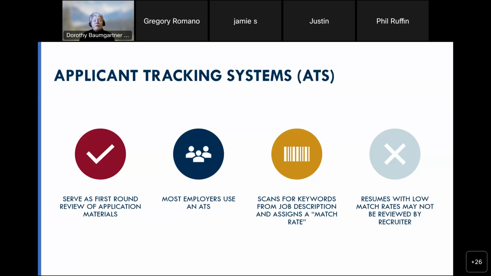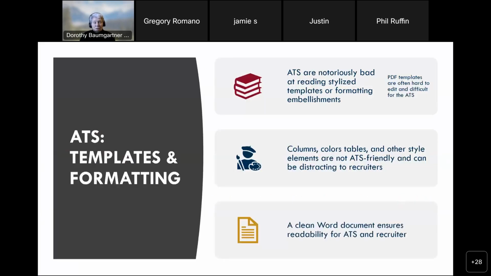But I do want to talk first, aside from the matching keyword issue, about the other thing that's really important to know about applicant tracking systems: formatting issues. There are two key things you need to know about applicant tracking systems: formatting and that keyword algorithm. The formatting issue is that many of them are notoriously bad at reading aesthetic formatting features.